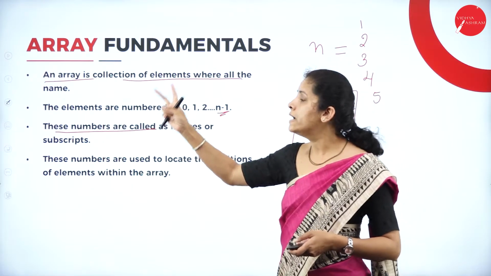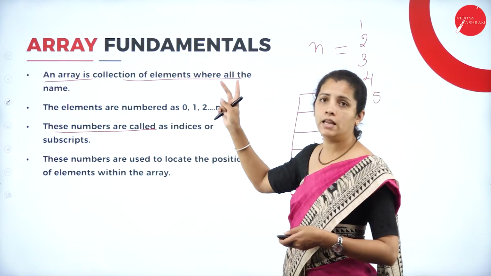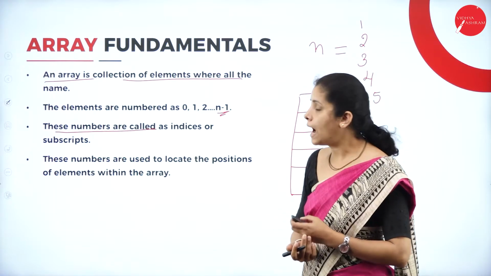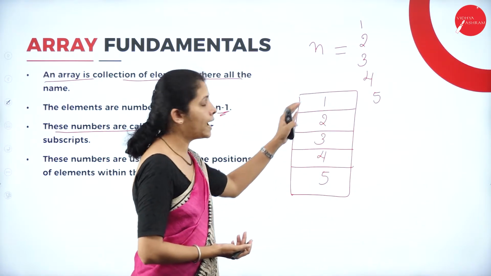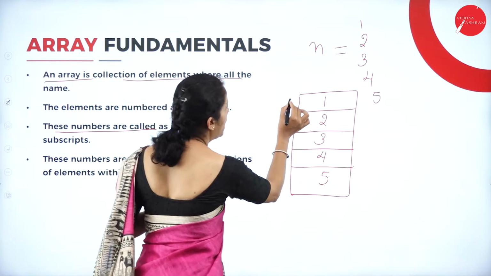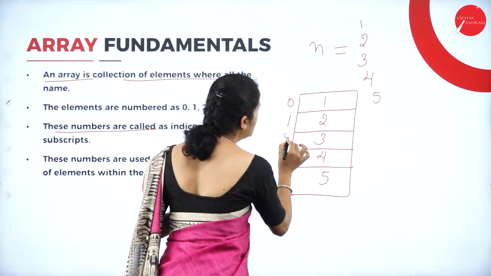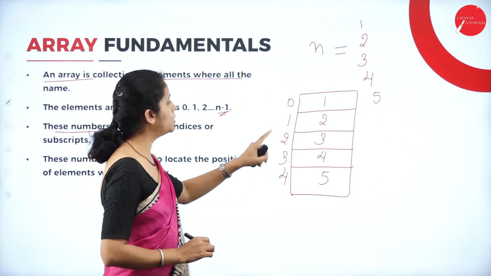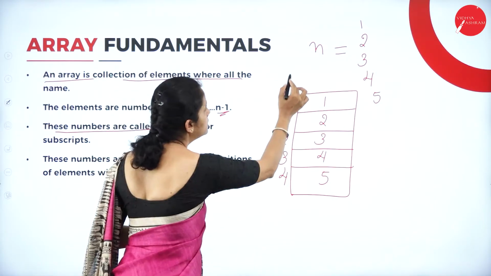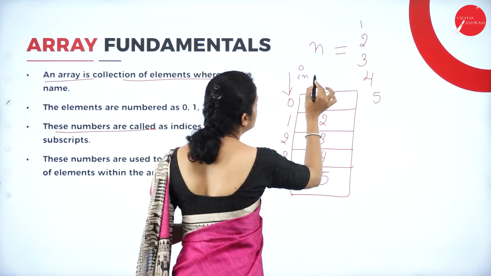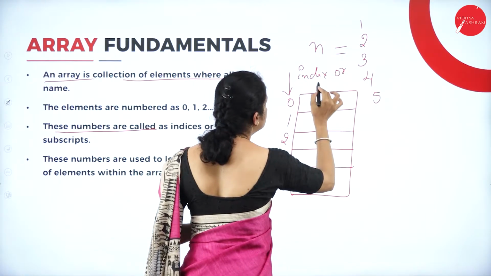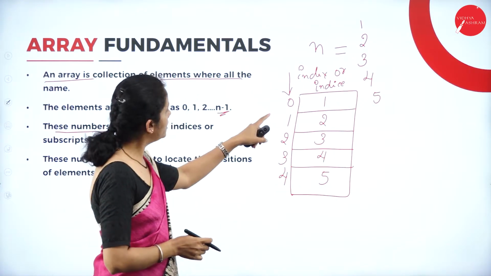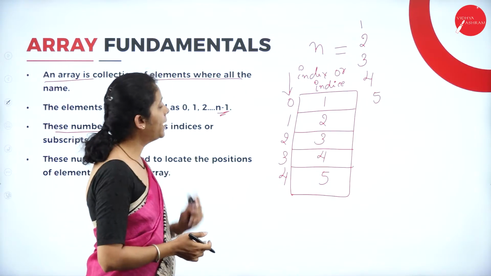So what is an array? It is nothing but a collection of elements, where all the elements are grouped under the same name. And if I consider this array representation, here I have the index 0, 1, 2, 3, 4. Now, this is known as index or indices. And this is also known as base.